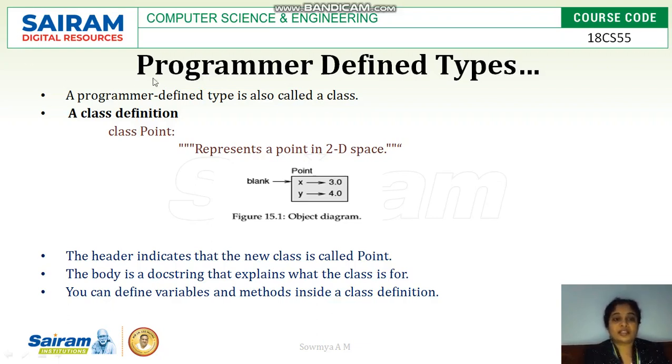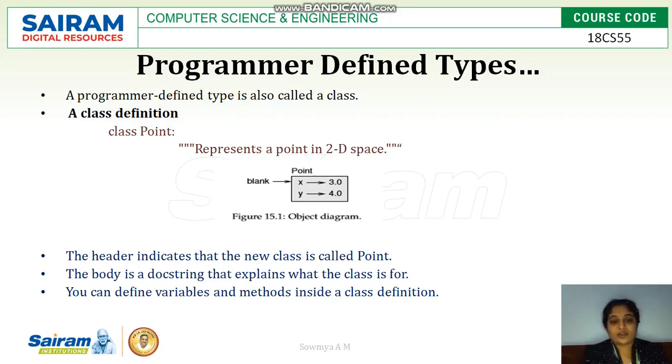See here, in the class we have the x and y values. Once you define an object, the x value and y value from the class point are allocated with the object reference name. So this is our object diagram. The header indicates the new class called point. The body is a docstring that explains what the class is for, and you can define variables and methods inside the class definition.